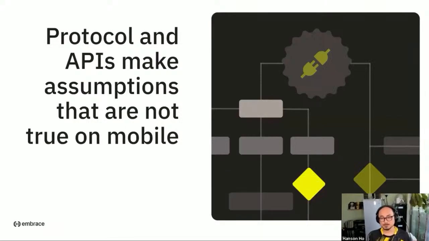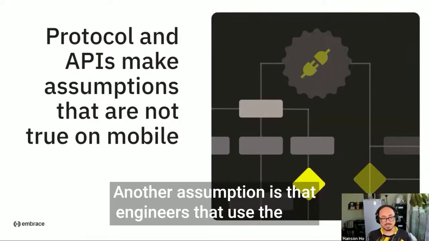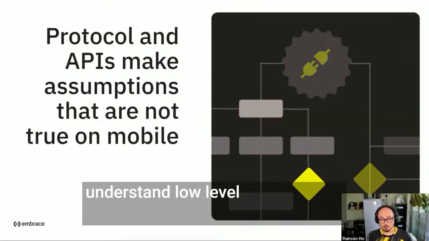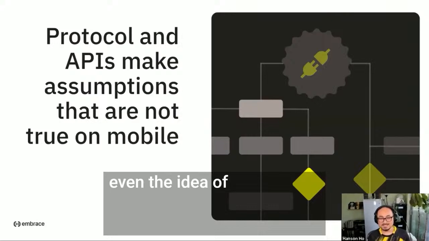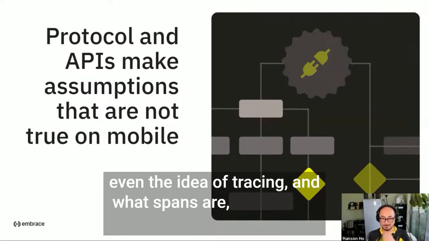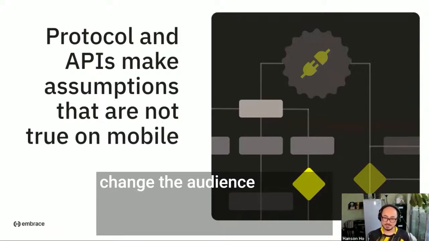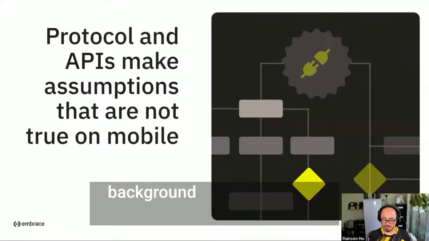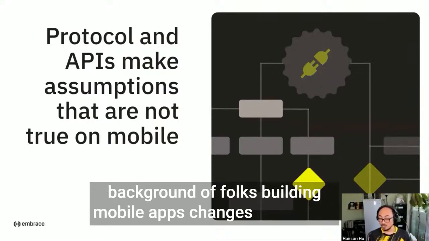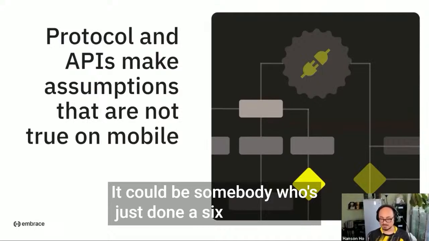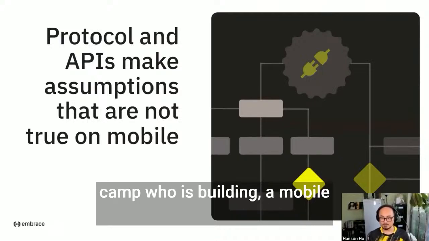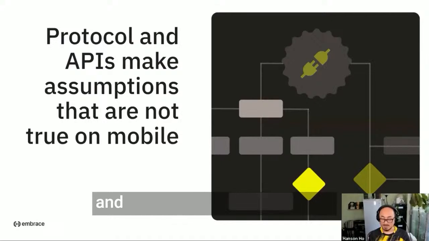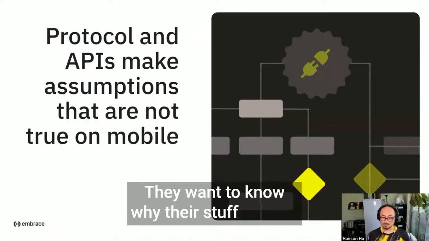on the use case. Another assumption is that engineers that use the API understand low-level concepts like threads or context propagation. Even the idea of tracing and what spans are may not be universally understood if you change the audience to mobile engineers, simply because the variety of background of folks building mobile apps changes quite a bit. It could be somebody who's just done a 6-month boot camp who is building a mobile app for the local grocery store. And they want observability too.